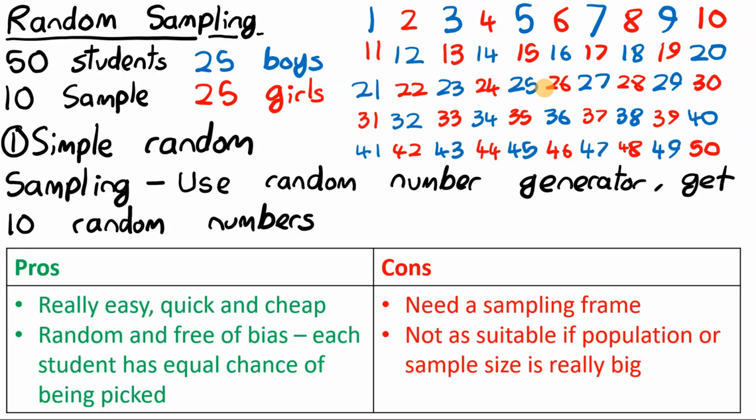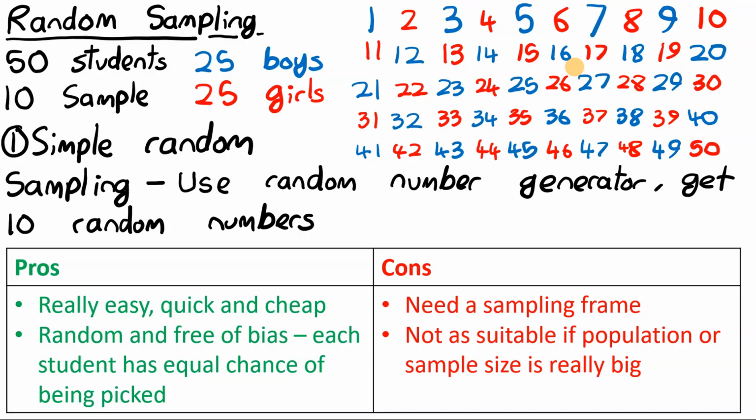Now the pro of this is it's really easy, quick and cheap to do. It's also completely random and free of bias too, because every student here has a completely equal chance of being picked. There are 2 disadvantages to this method.